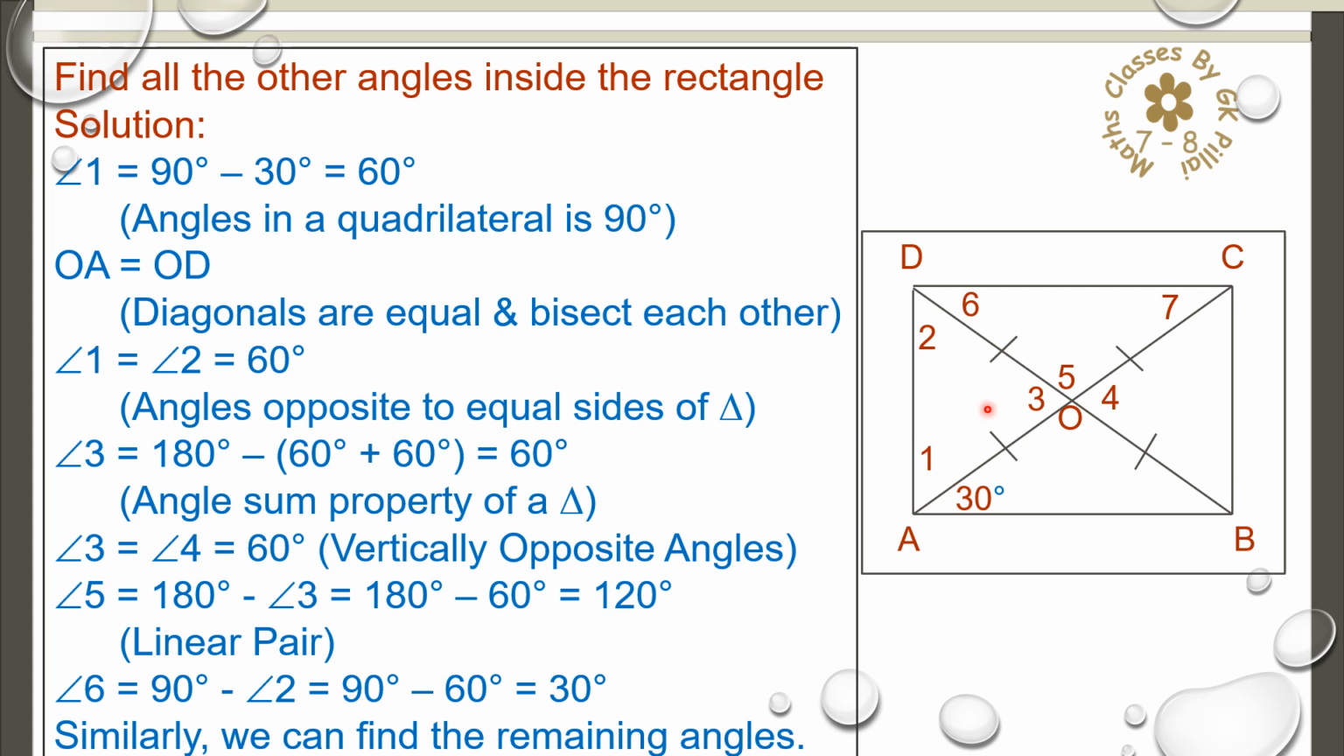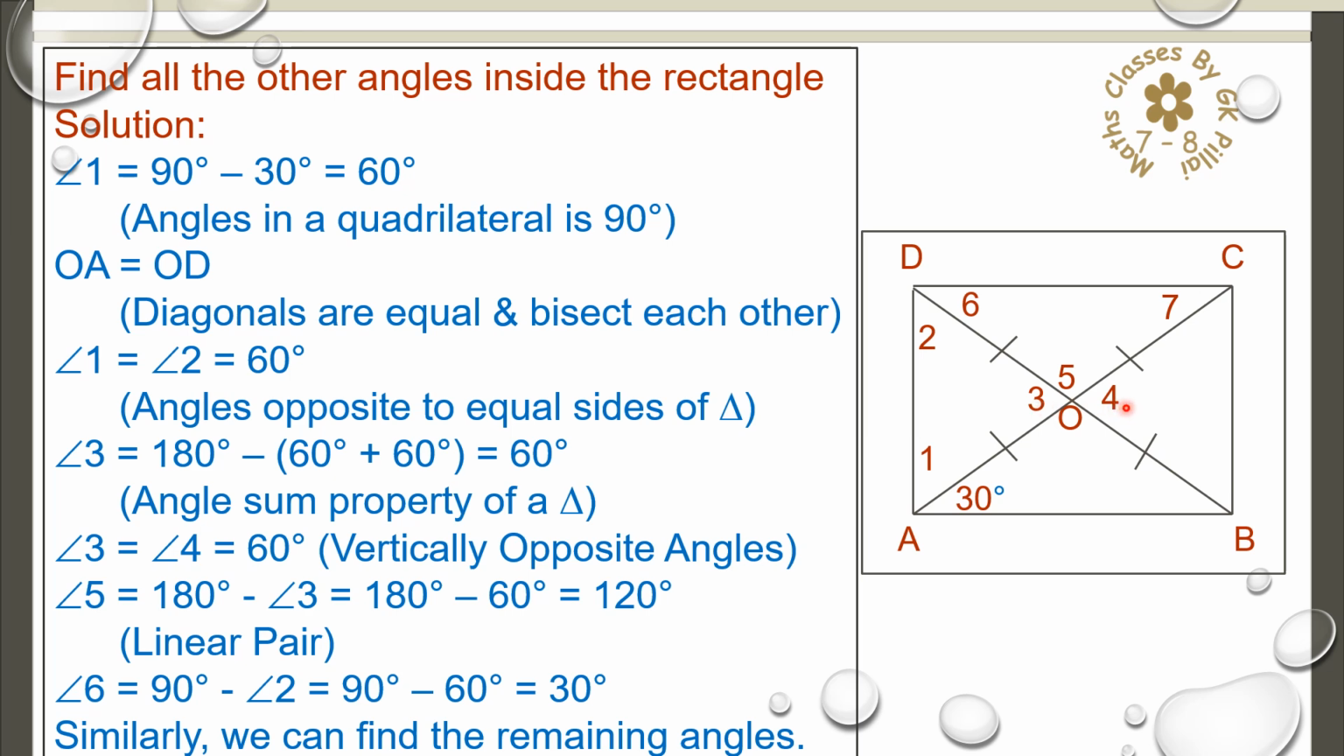In a rectangle, the diagonals are equal and bisect each other. Therefore, OA equal to OD. In a triangle, if two sides are equal, then the angles opposite to them are equal. Therefore, angle 1 is equal to angle 2. We got angle 1 equal to 60 degrees. Therefore, 2 also will be equal to 60 degrees. Now, in this triangle, angle 1 plus 2 is equal to 60 plus 60, 120 degrees. Therefore, the third angle 3 will be equal to 60 degrees.